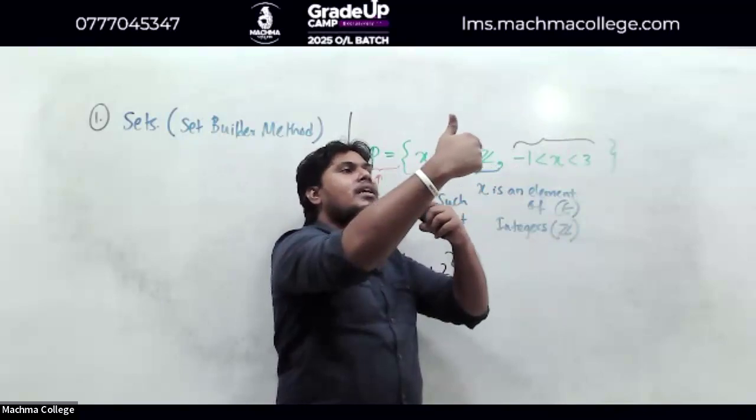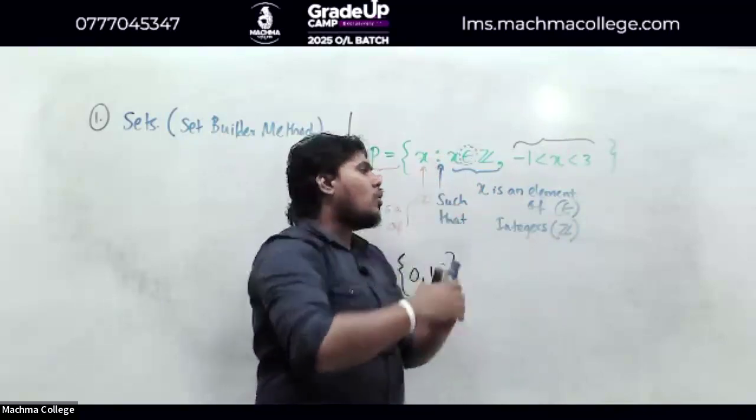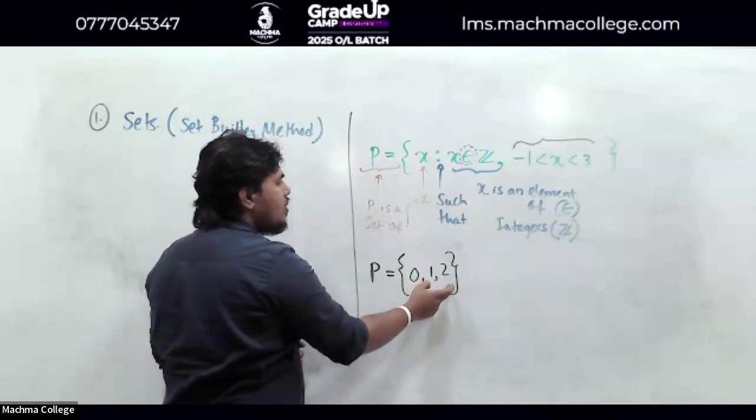Who is sitting in between those two? 0, 1 and 2 only. So x can take only 0, 1, 2.